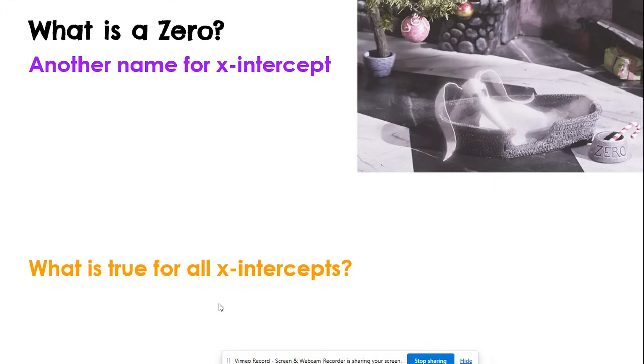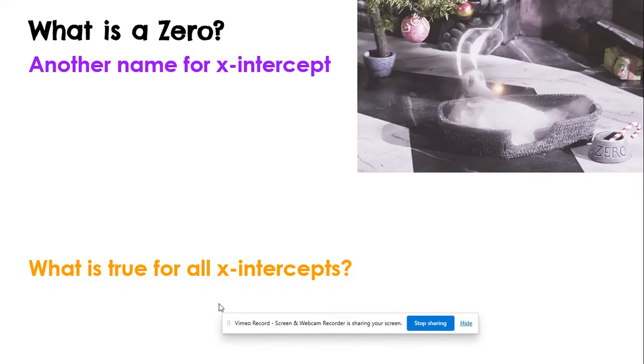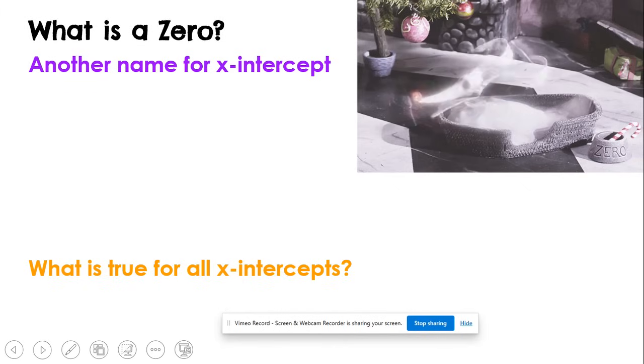First things first, we need to define what the heck a zero is. We've been talking about it inadvertently every single day in class, but we really gotta figure out what the heck is a zero. And no, I'm not talking about the dog in The Nightmare Before Christmas. A zero is just another name for an x-intercept.